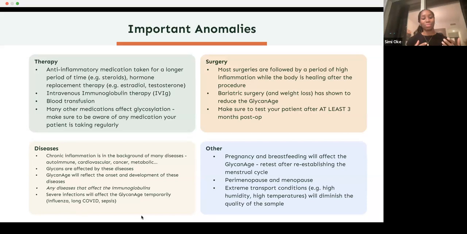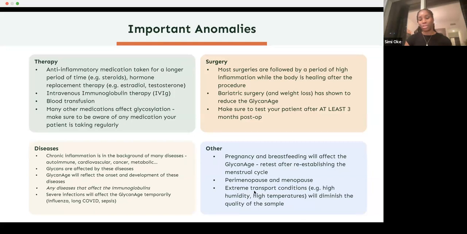And that's pretty much the point of the test. It's to give you that information of, okay, there is a risk of moving towards chronic disease because there is this continuous chronic inflammation happening in the body. And then finally, some of the other examples are things like pregnancy and breastfeeding. They will affect the GlycanAge. And again, we've done studies on this, so we do know this, and we would retest after reestablishing a cycle, and with perimenopause and menopause, which we've spoken about.